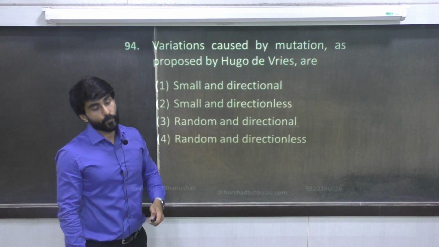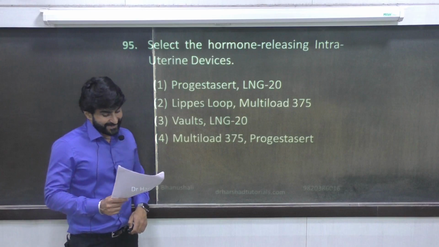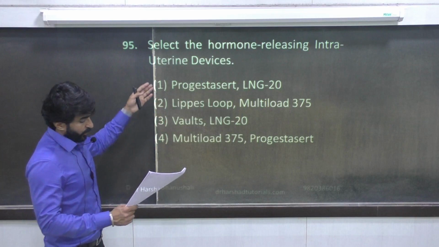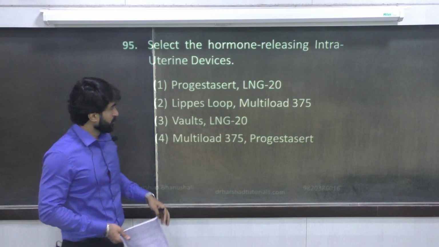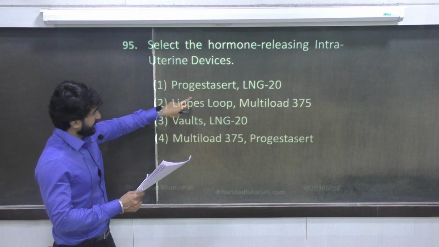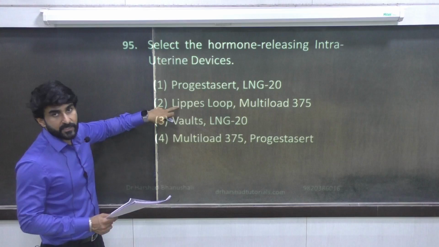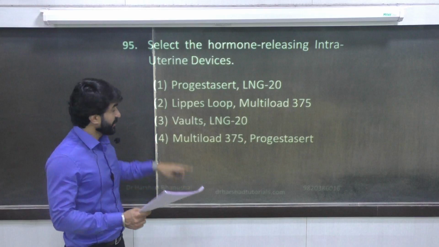We go to the next question now. Select the hormone releasing intrauterine device. So what we will be doing is ruling out which devices do not release hormones. The answer of course is the first one, because they are the ones which are releasing hormones. If you see Lippes loop here, Lippes loop is not a hormone releasing one. If you see Vaults here, Vaults are not IUDs, they come under diaphragms.